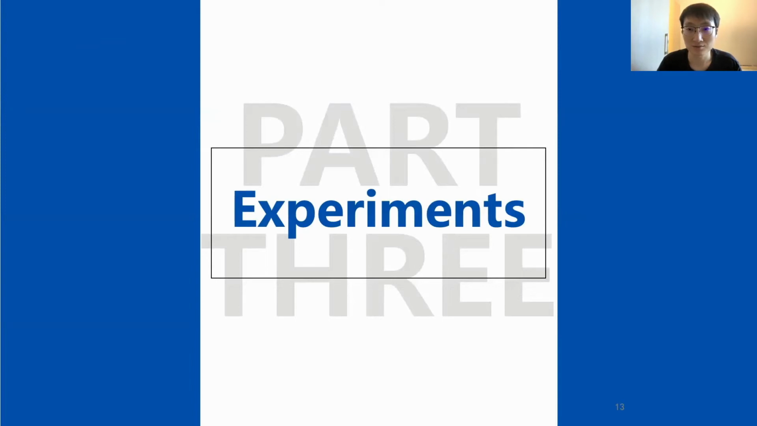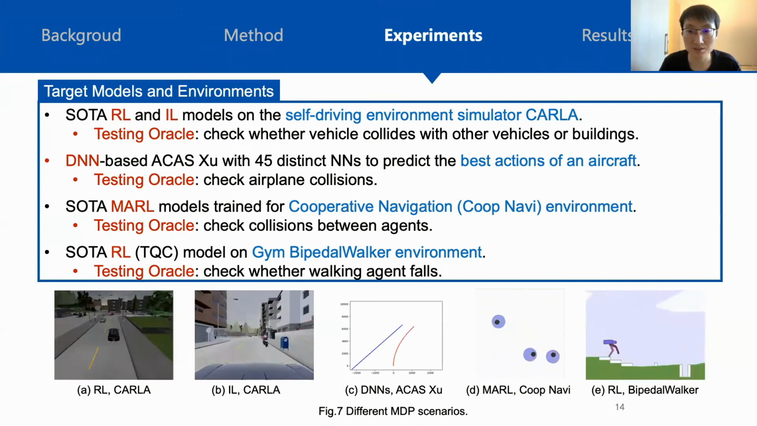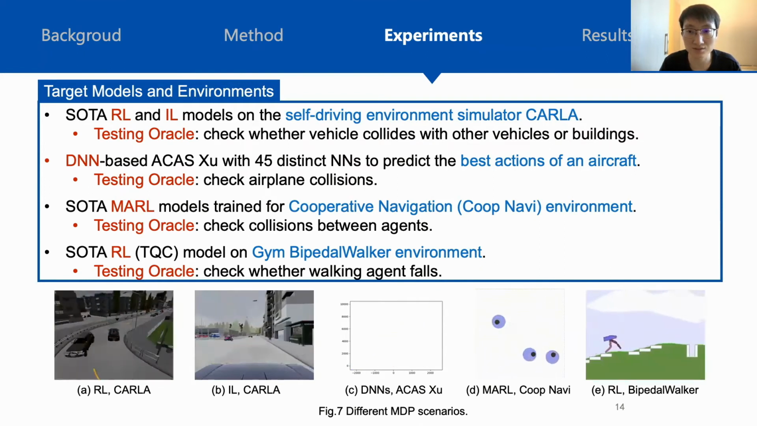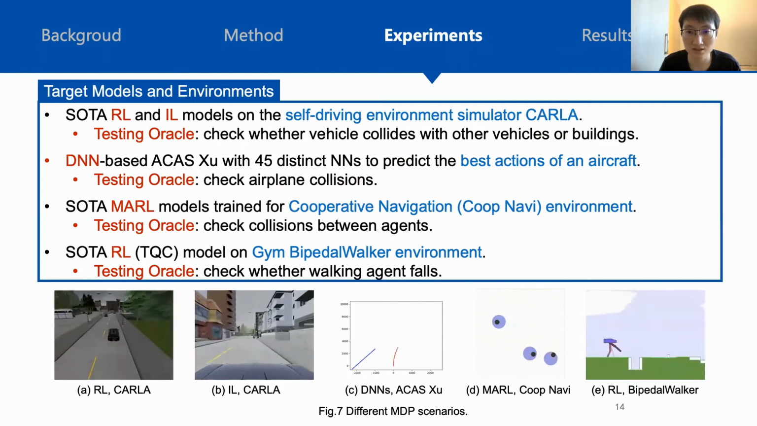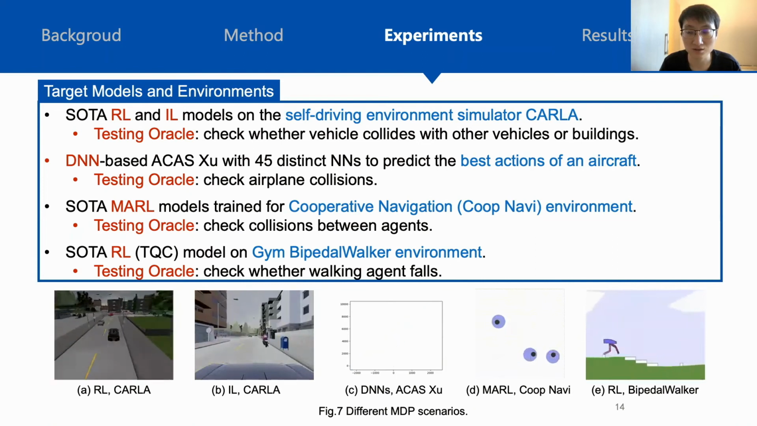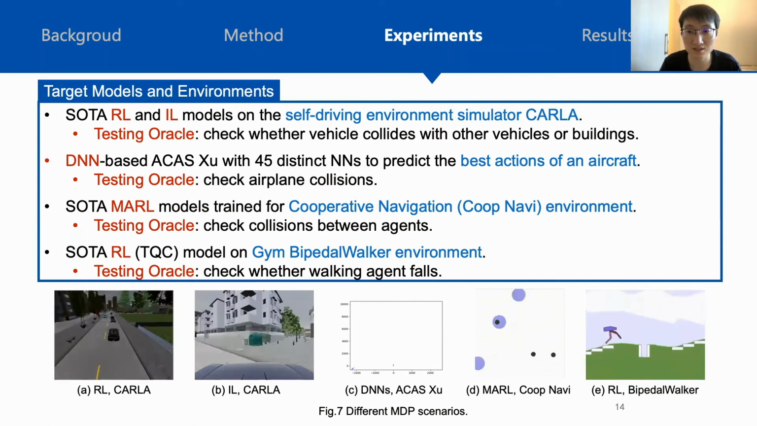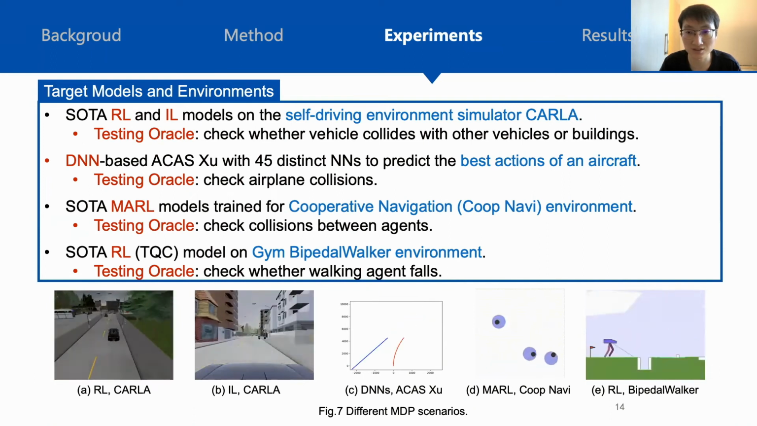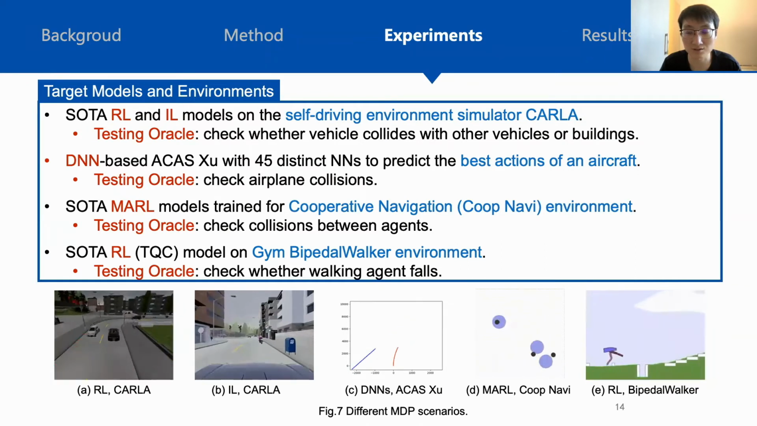In the following, we will introduce the experiment setup. We use several SOTA models in different MDP scenarios, like self-driving, aircraft collision avoidance, and two different games that are commonly used to benchmark reinforcement learning. And MDPFuzz aims to find crashes in these models. The definitions of the crashes are scenario-specific. In self-driving, the crashes are collisions between vehicles, and in the bipedal walker, the crashes are the failings of the model-controlled agent.